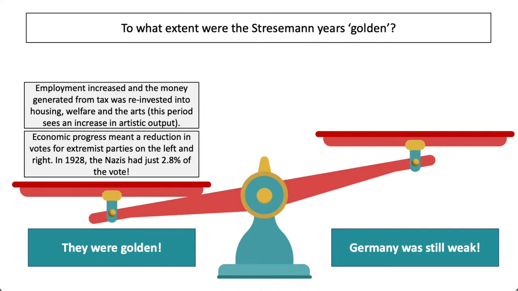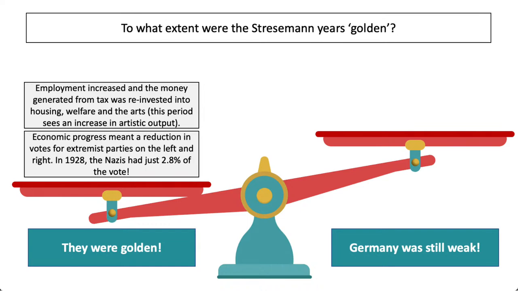Is everything perfect? It didn't last, did it? I mean, that's one thing to... No, very true. You could also think about what is all this stability essentially based on? I mean, it comes back down to the Dawes Plan, doesn't it? Who is propping up the German economy?